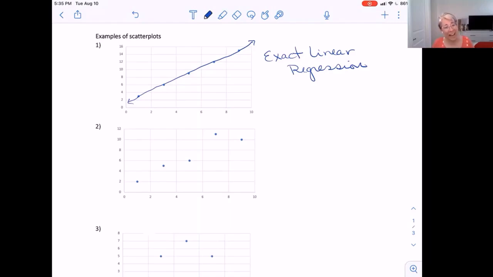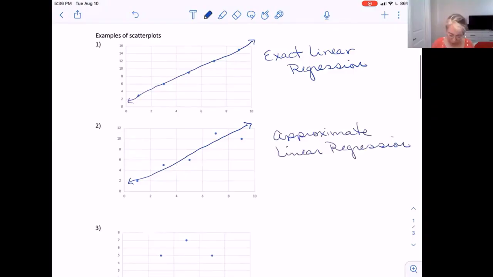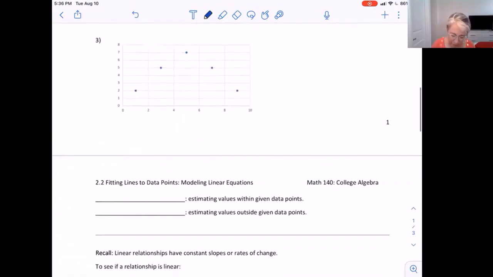In number 2, it kind of looks linear. We could probably create a line that's close to those points, but it's not going to be exact. So this would be an approximate linear regression. For number 3, well, that one doesn't look linear at all. It could be maybe an upside down absolute value. It could also be like a parabola, but we would basically say non-linear. This would be more of a quadratic regression.